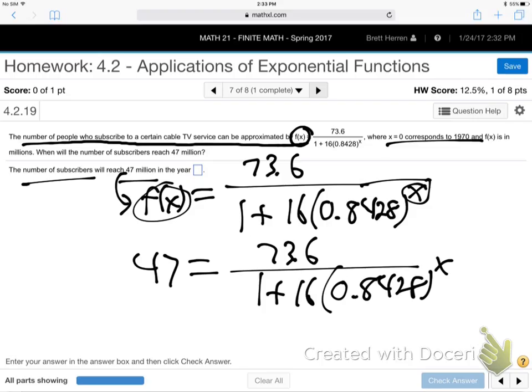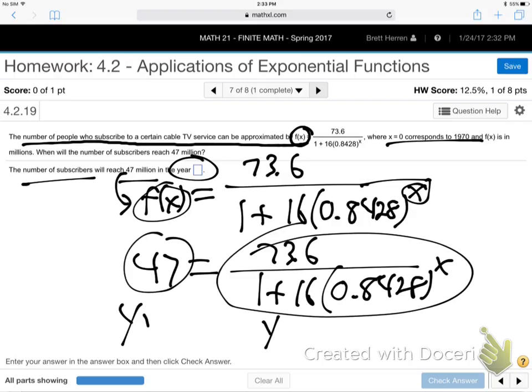X is the years, with 0 being 1970. See that up there? That's not what they're asking for. Well, that is what they want in the end. They want the year, but they're giving me 47 million subscribers and asking me what year that happens in. So that's graphing calculator. Let this be y1, let this be y2. Do the intersect on your graphing calculator. And what should be your window?